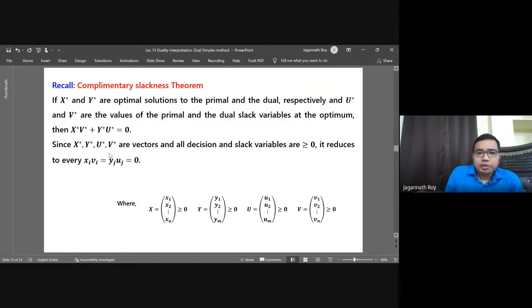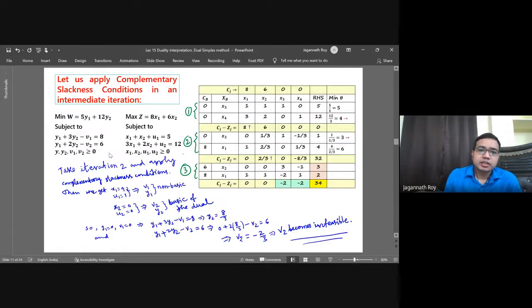So at the optimum level, we have seen the complementary slackness property holds, and they will satisfy these relations because all of them are greater than or equal to 0. Now whether they will satisfy these relations and will it provide the optimum solution, let us understand.